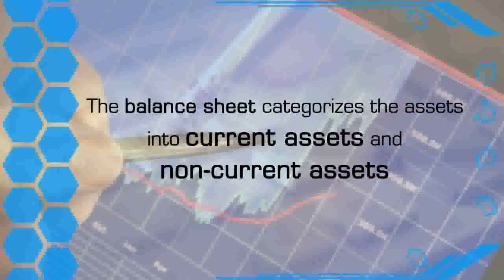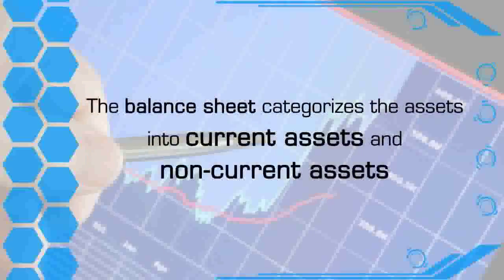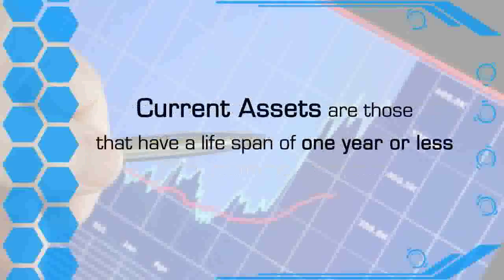The balance sheet categorizes the assets into current assets and non-current assets. Current assets are those that have a lifespan of 1 year or less. These are the assets that can be converted relatively easily into cash. These current assets are cash and equivalents, accounts receivable, which are short-term obligations owed to the company, such as customers' credit, and on-hand inventory.